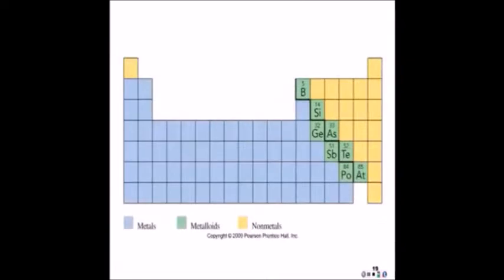Now, a modern table is broken up into three groups of elements. We have metals, metalloids, and nonmetals as you go from left to right on the table. You notice there are many more metals than nonmetals or metalloids. Now, I put the metalloids in green so they'll kind of stand out a bit. Now, let's check out some of the properties that these things have in common.